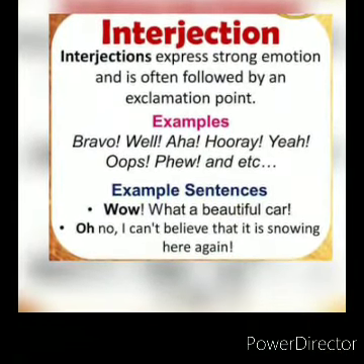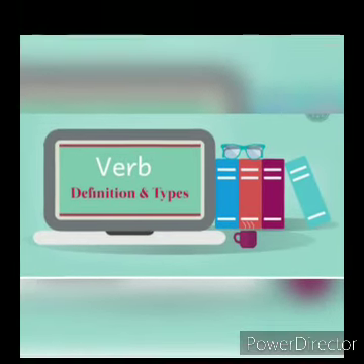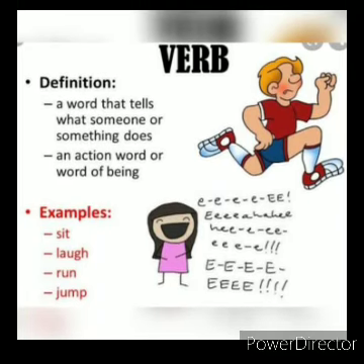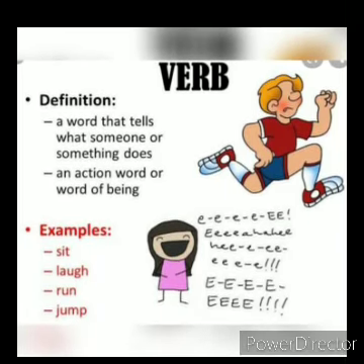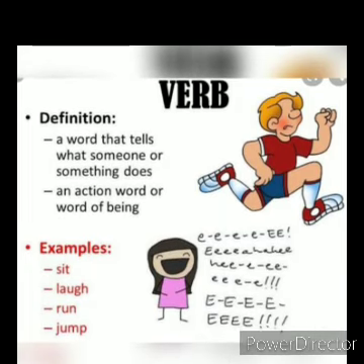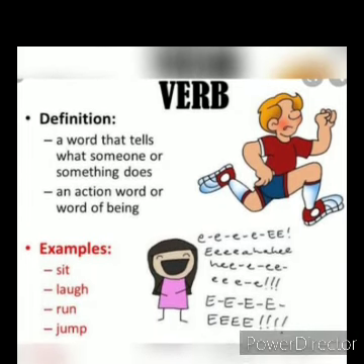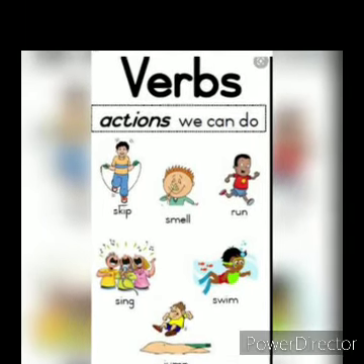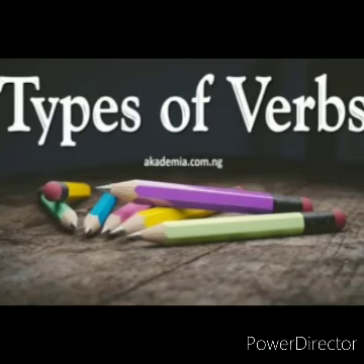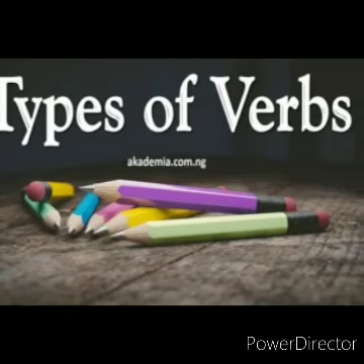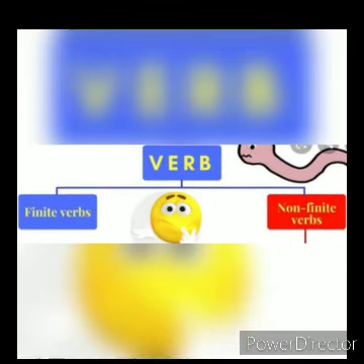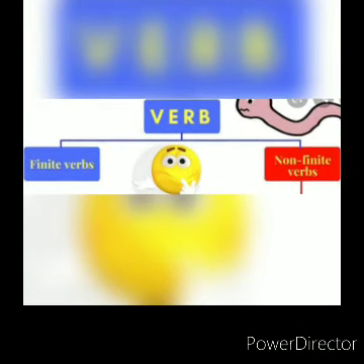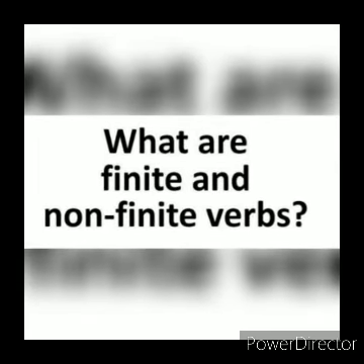Now let us see about verb in detail. It is a word that tells what someone or something does. It is an action word or word of being. The action words like sit, laugh, run, jump, etc. are verbs. Let us see about the types of verbs. A verb can be classified into finite and non-finite verbs. What are finite and non-finite verbs?